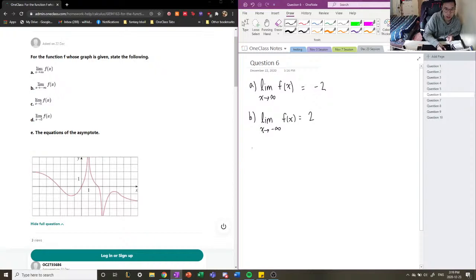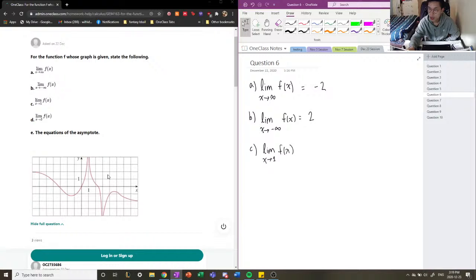Now we're going to talk about vertical asymptotes. In any location on the graph where the function tends towards infinity or negative infinity, we call those vertical asymptotes. So we see here the limit as x approaches 1 of f of x. At x equals 1, our function approaches infinity from both sides. And this is important: the function has to approach infinity from both sides of the asymptote.